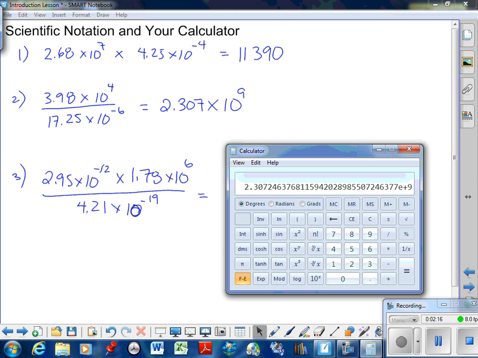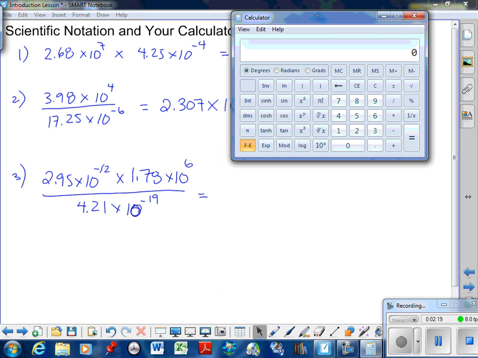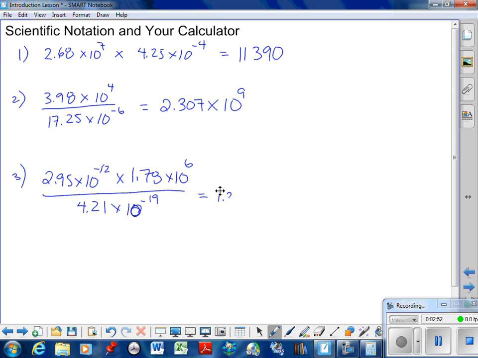Okay, one last one. It's multi-stepped, so it's nothing overly complicated. It's just using the calculator to show you that you can do multiple calculations. So 2.95 exponent negative 12, and I'm going to do multiplication. I'll do the top first, the numerator, 1.78 EXP 6, and I'm going to divide that by 4.21 EXP negative 19. Final answer, 1.25, and that's the exponent 13. So 1.25 times 10 to the exponent 13.